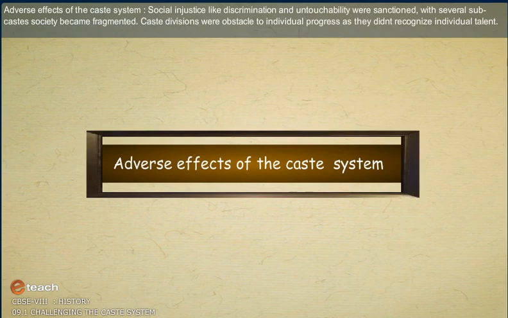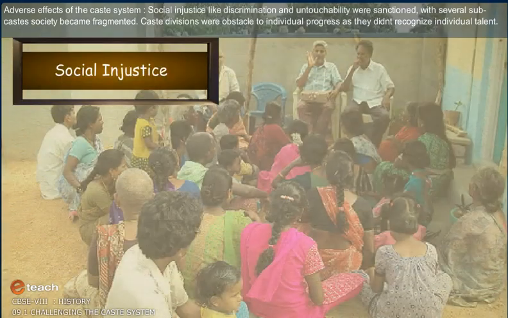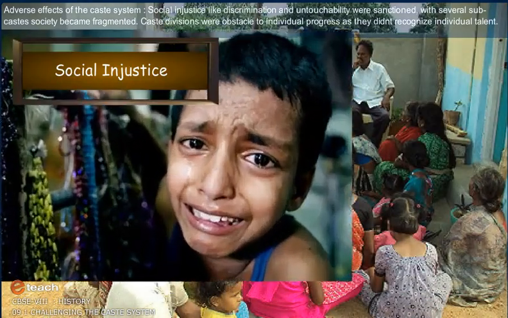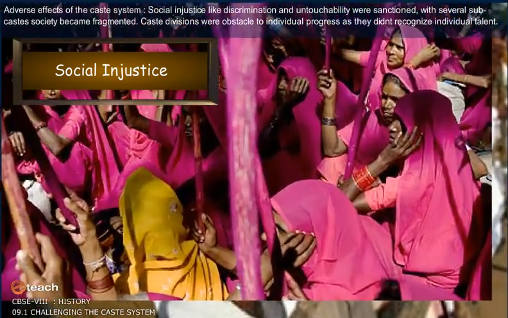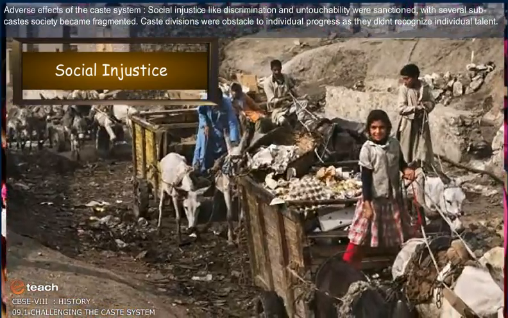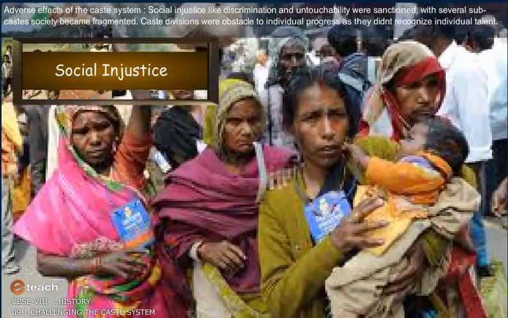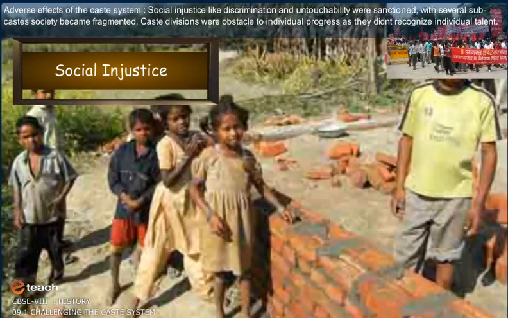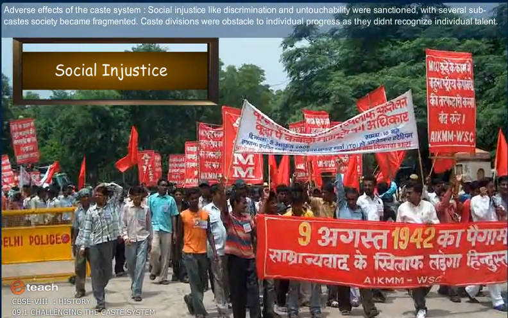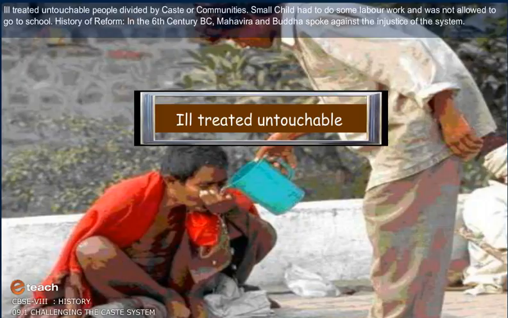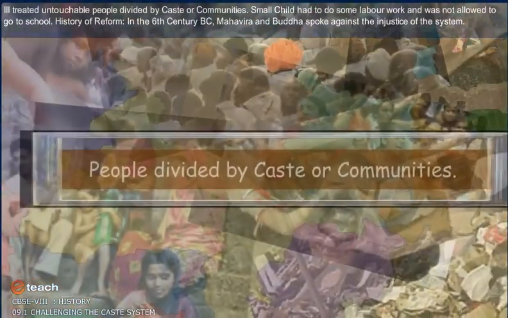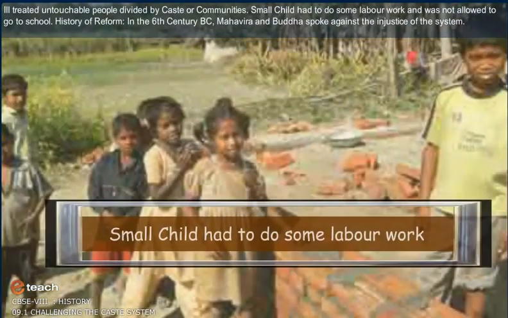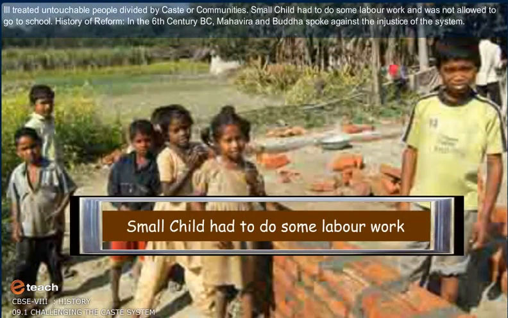Adverse effects of the caste system. Social injustice like discrimination and untouchability was sanctioned. With several subcastes, society became fragmented. Caste divisions were an obstacle to individual progress as they didn't recognize individual talent. Ill-treated untouchable. People divided by caste or communities. A small child had to do some labor work and was not allowed to go to school.